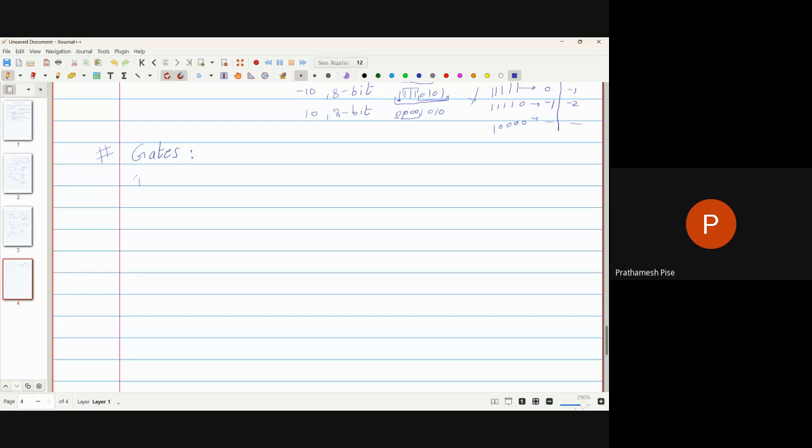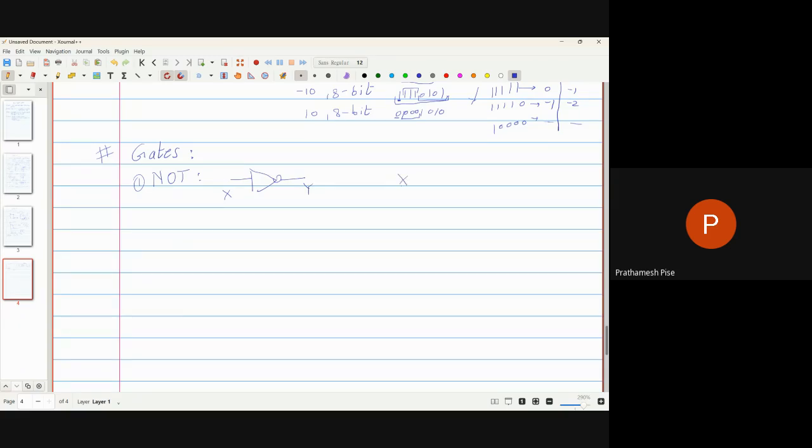First of all, NOT gate. Explain the NOT gate, anyone of you. NOT gate is just like the inverter that sir showed us in the lectures. It just inverts the input: if we give zero, it will make it one. If we give one, it will make it zero. Correct.